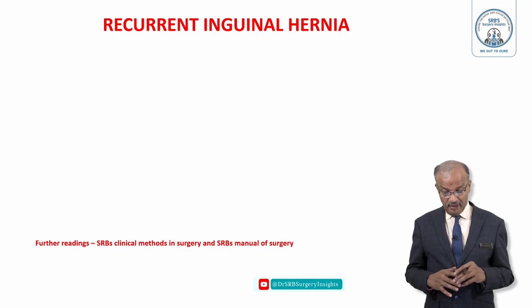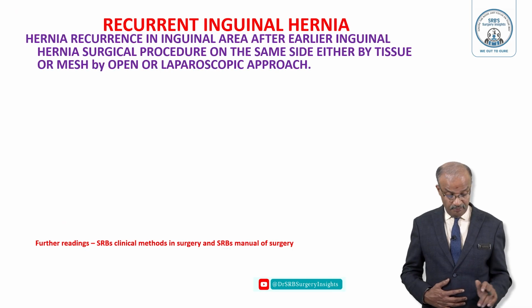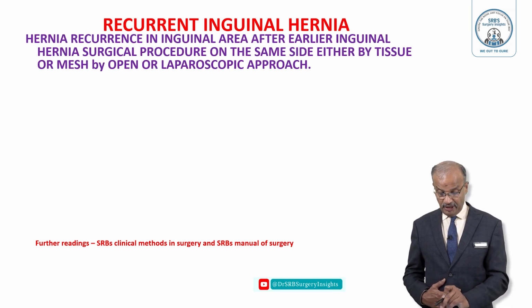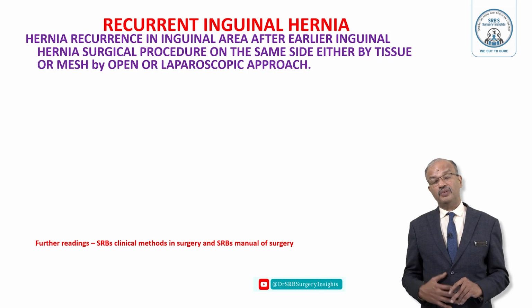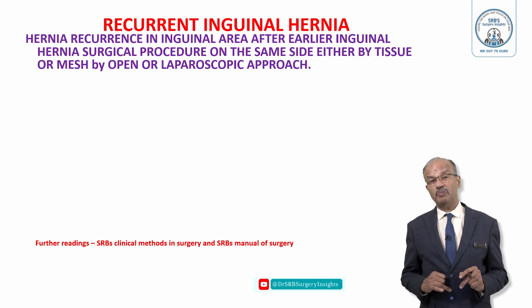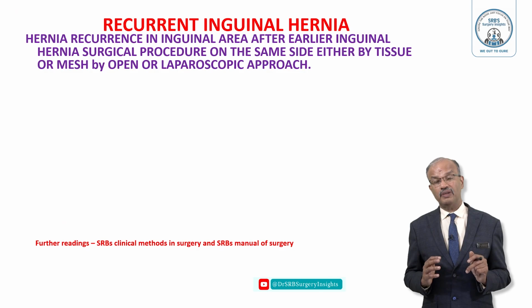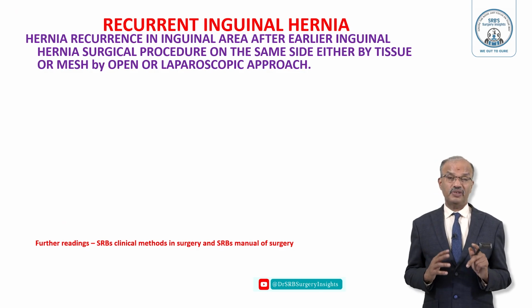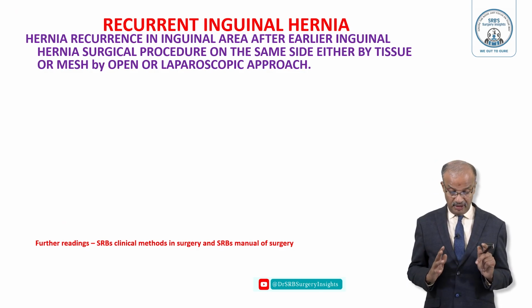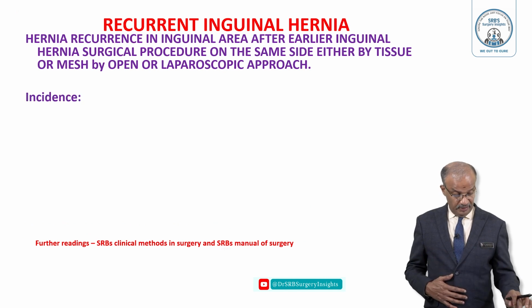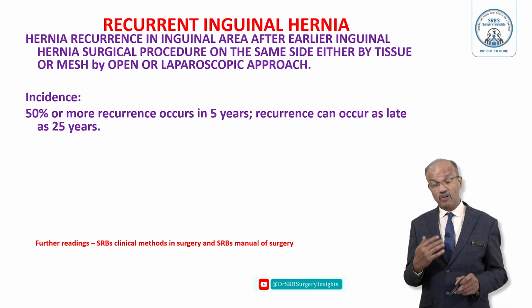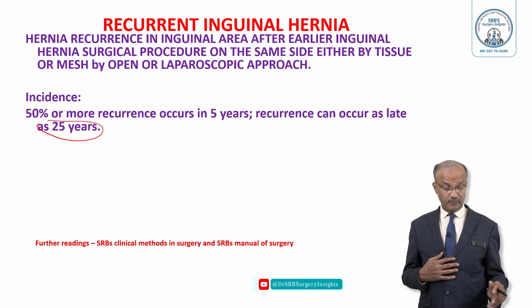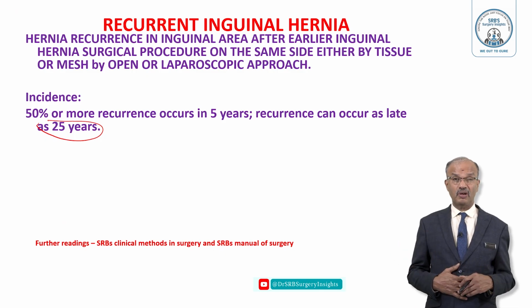Recurrent inguinal hernia: what is the definition? Hernia recurrence in the inguinal area after an earlier inguinal hernia surgical procedure on the same side, either by tissue or mesh, or by open or laparoscopic approach. Whether tissue repair, open mesh repair or laparoscopic mesh repair, if recurrence occurs at the same site after surgery, it is called recurrent inguinal hernia. The incidence is 50% or more within 5 years, but it can occur as late as 25 years, because later some precipitating factors develop.